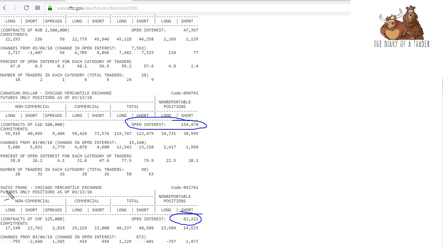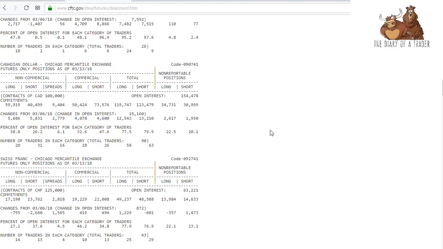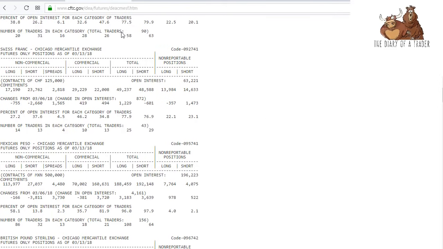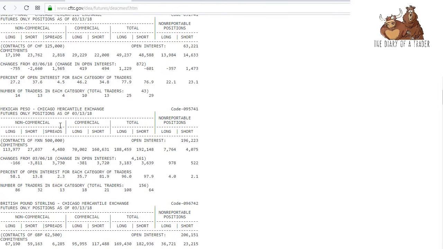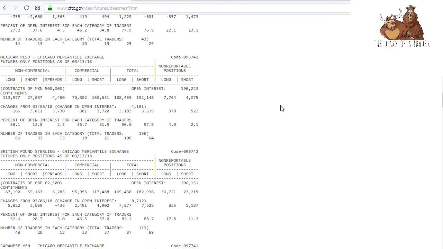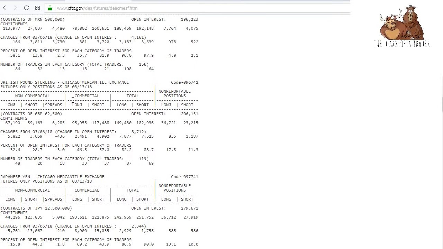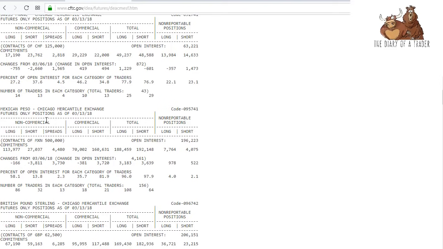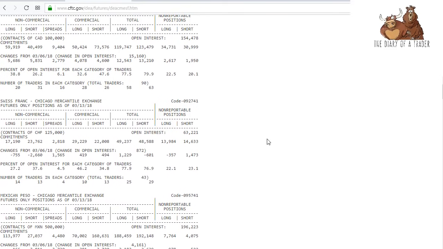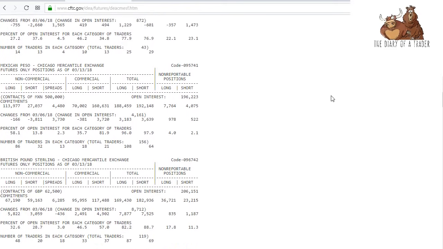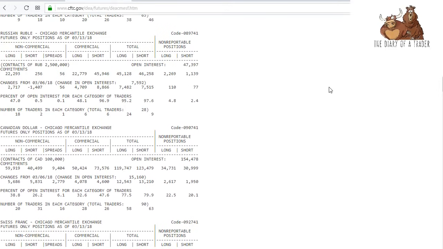So over here in the Swiss franc, it's only 63. The Russian ruble, 47. So obviously the Canadian dollar, there's a little bit more conviction there with the people who are involved. The Mexican peso has picked up a lot of interest. And, you know, this would make sense because the British pound, of course, the Japanese yen are major currencies. The Mexican peso is heavily traded in Chicago, and that makes sense because there's a lot of hedgers in America that are dealing with Mexican companies. Same thing with Canada.